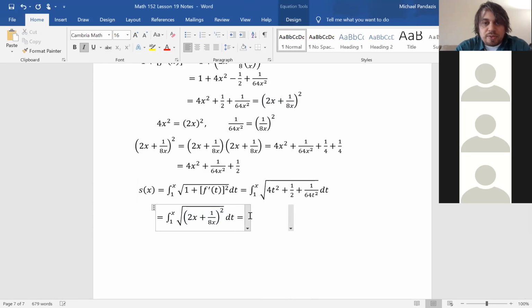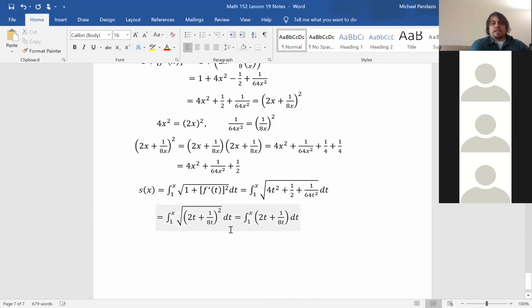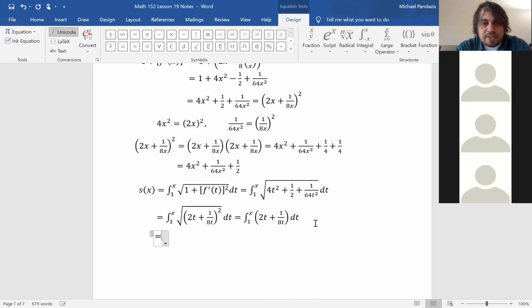And so now this is equal to this integral here, but now the square roots go away. And so you get 2x plus 1 over 8x. It's a t though. This is a t. This is also a t. Okay, and so then you just integrate that, and when you're done integrating, you have your arc length function.